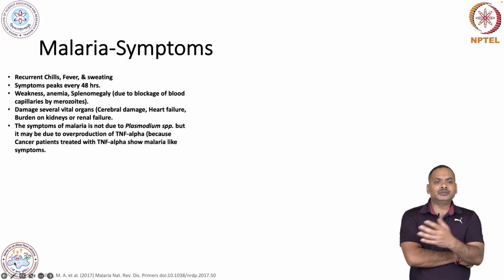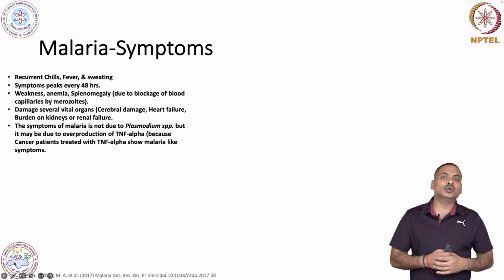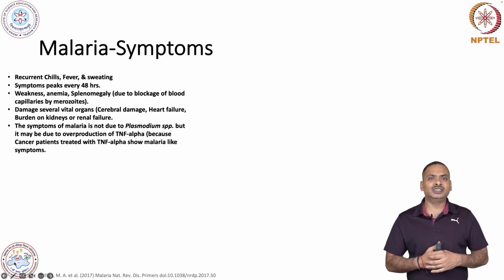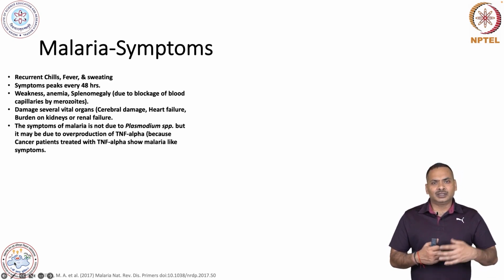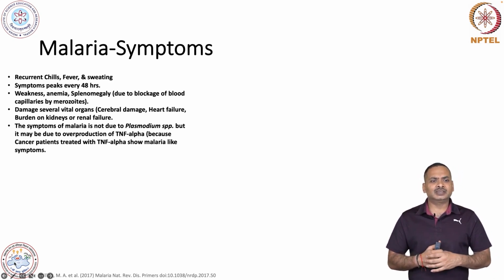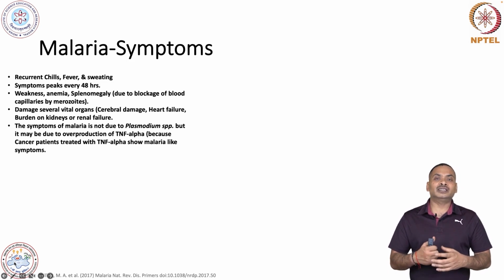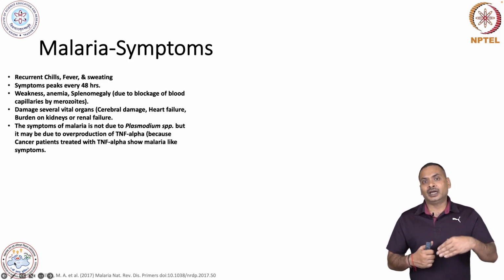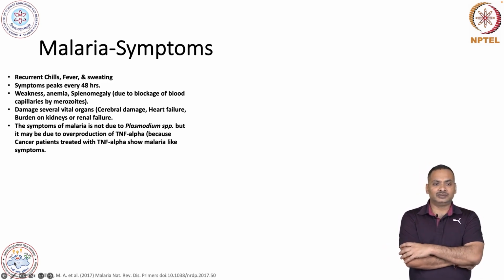Okay. The symptoms of malaria are not due to the Plasmodium species itself, but may be due to overproduction. It has been shown that there is an overproduction, a kind of cytokine storm, of TNF alpha. Okay. This is why we are saying this: the cancer patients treated with TNF alpha show malaria-like symptoms. Okay. So, in some cancers we treat the cancer with TNF, okay, and those patients show malaria-like symptoms. That is why we can say that this is due to the overproduction of TNF alpha.